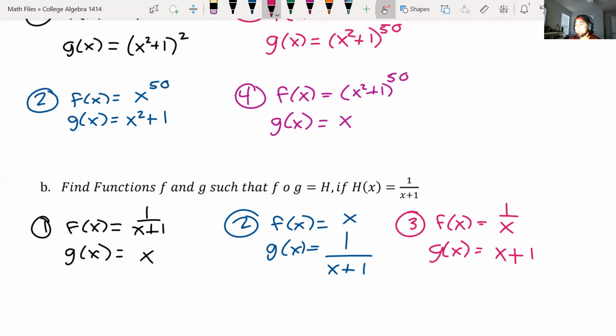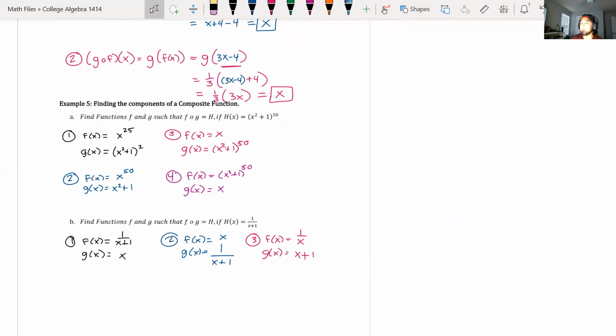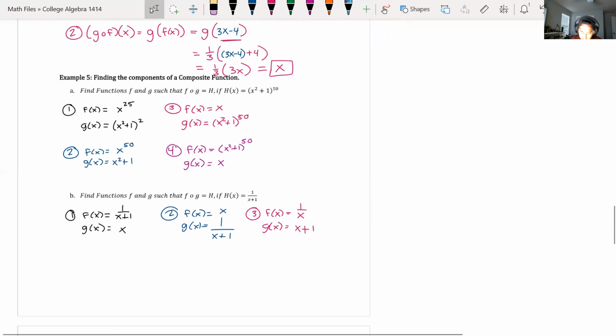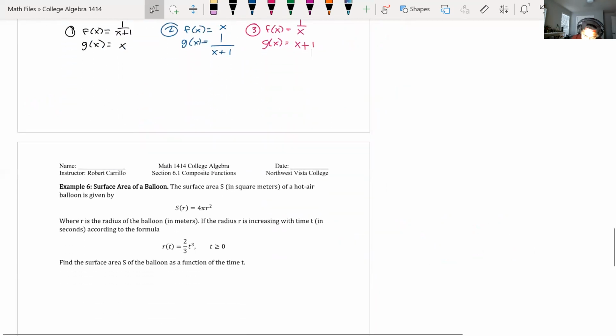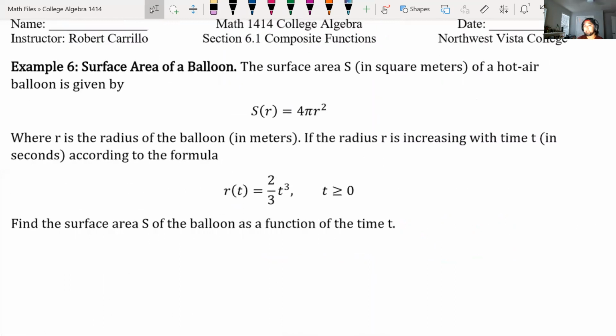Like I said, there's infinitely many answers for these ones. Oh, okay. I just did that. Perfect. So those are good enough. Any questions on this page? No. All right. Great. You guys are getting it. Perfect. All right. Let's move on to example 6.